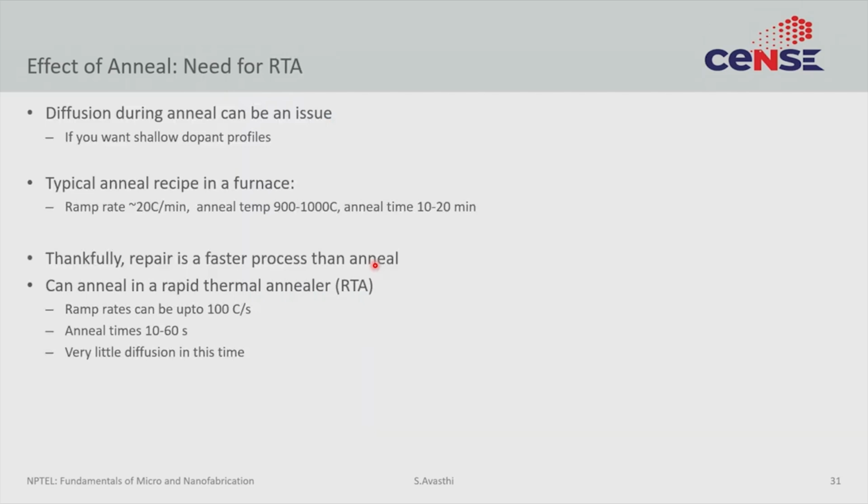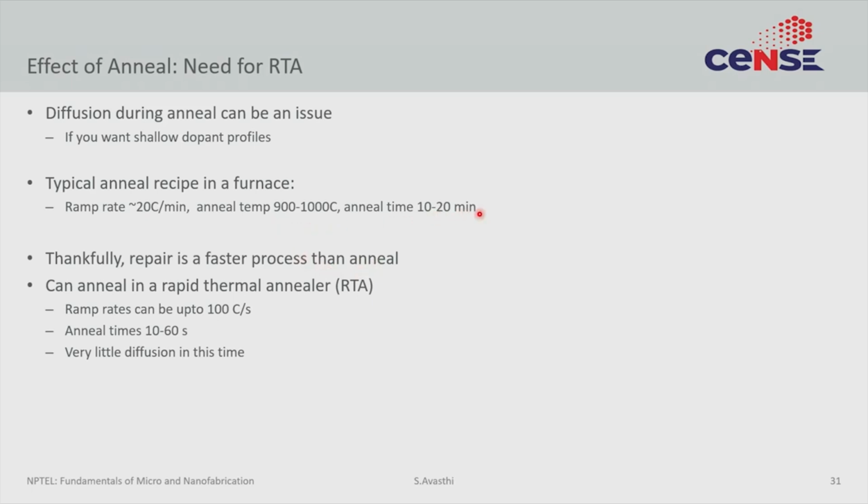Now, this is a challenge. This sort of change in the profile is a challenge in modern CMOS fabrication, because here we are trying to make very shallow implants. So if you want to retain the shallowness of your implant, then you can't do very long anneals. So what people do is what is called rapid thermal anneal, where the temperatures are still high because you need these to anneal away your defects, but the times are very short.